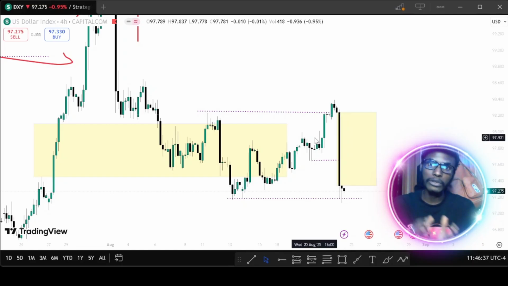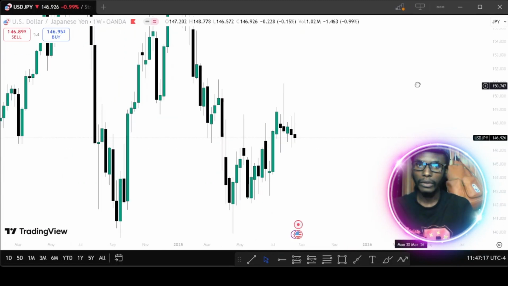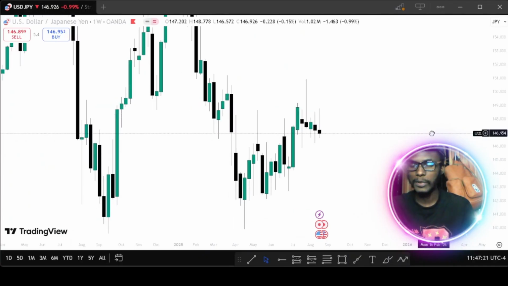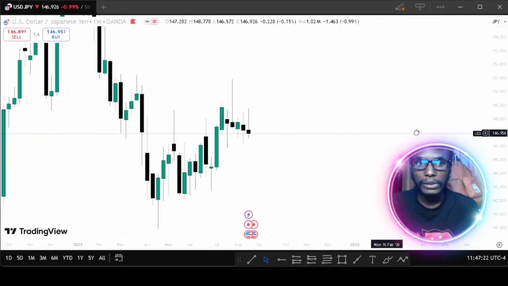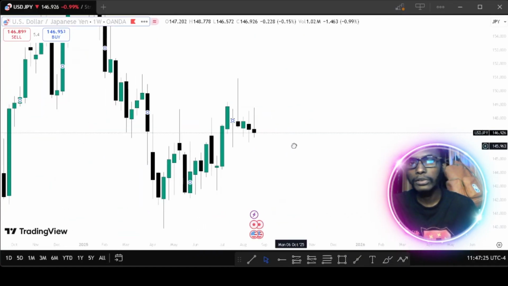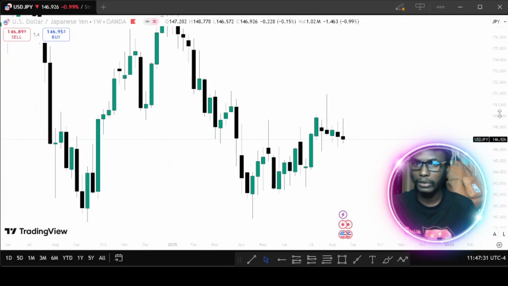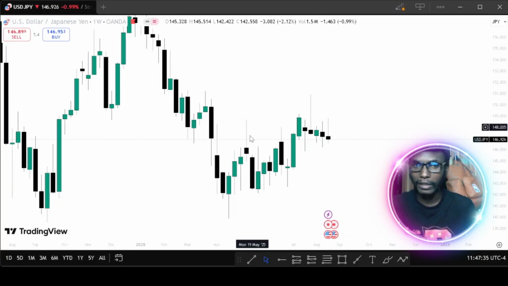Okay, so now let's go to our USDJPY. Let's continue with USDJPY. All right, we are currently on USDJPY. This is the weekly time frame. That's where I started the DXY. So what can you see? Price is clear, crystal clear.